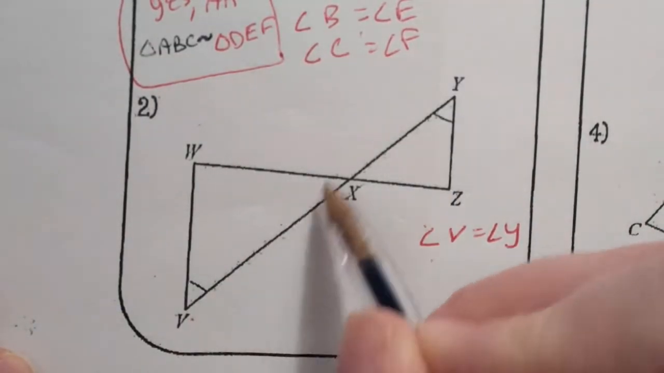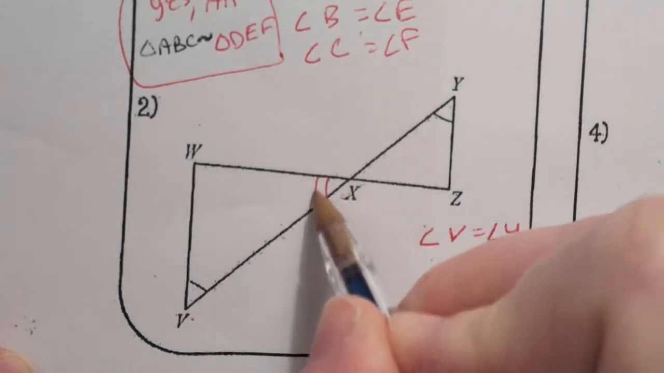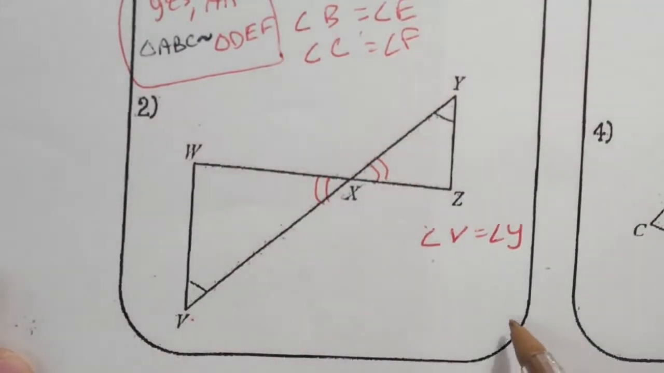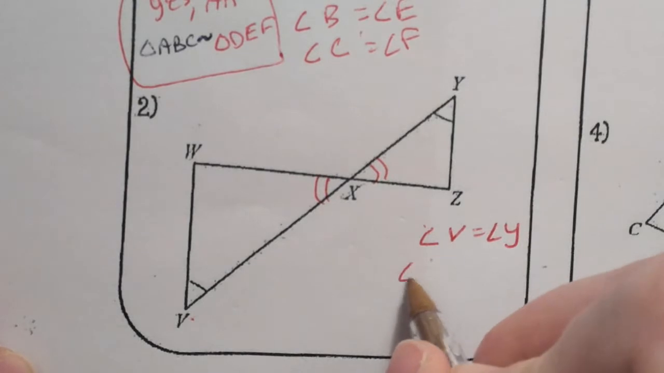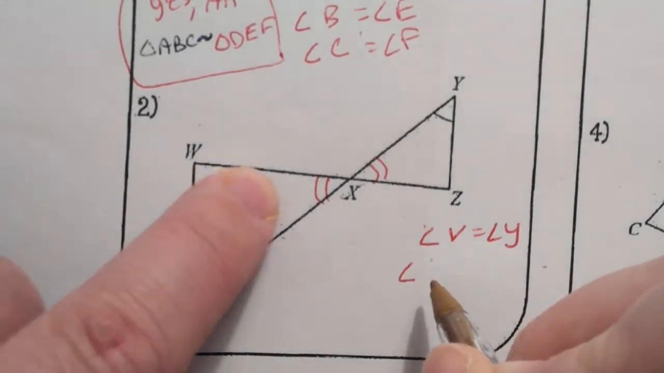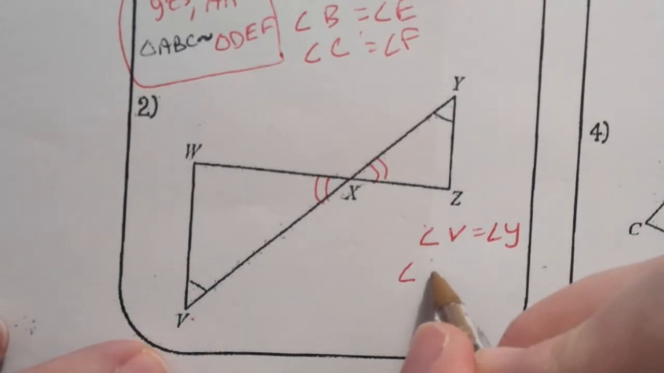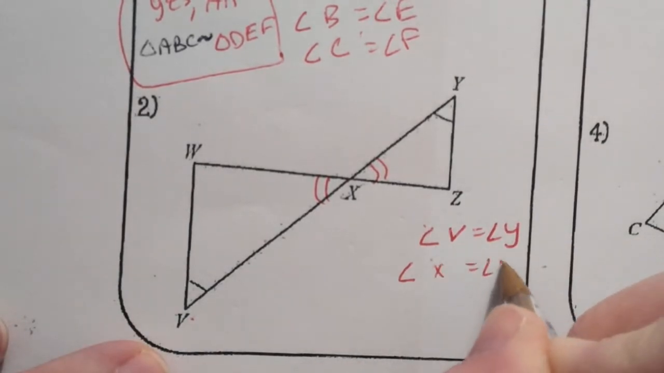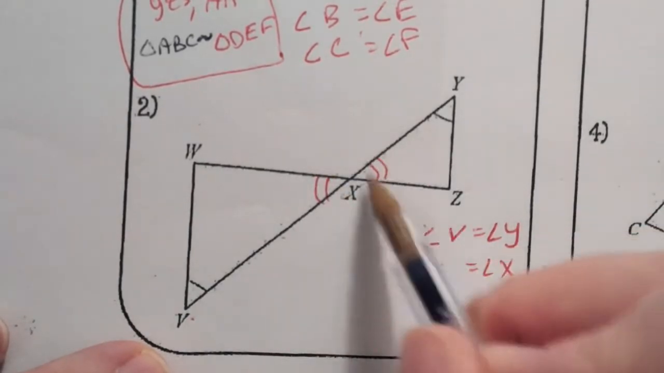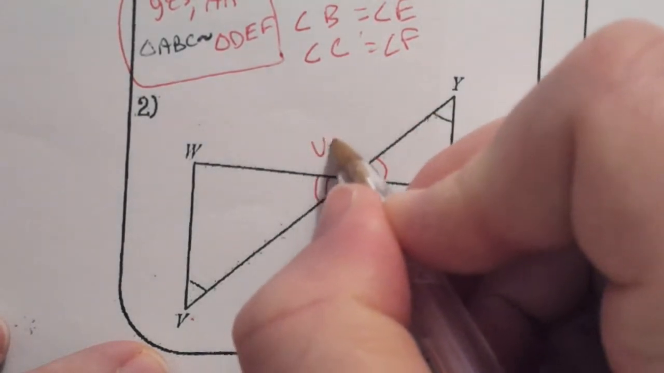Okay, do we have any vertical angles? Yeah, right here. This angle X is equal to this angle X. So angle, and now I really should call it WXV, but we're just going to take the time and just say angle X is equal to angle X. Angle X here is equal to angle X here. Why? Because they're vertical.